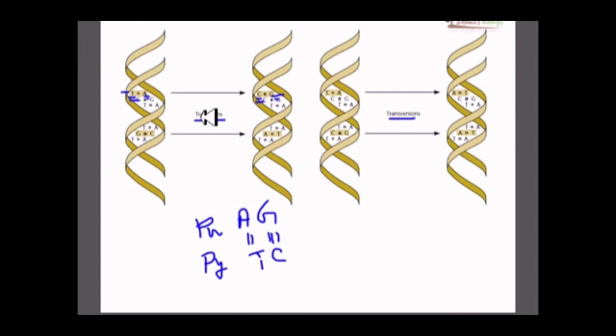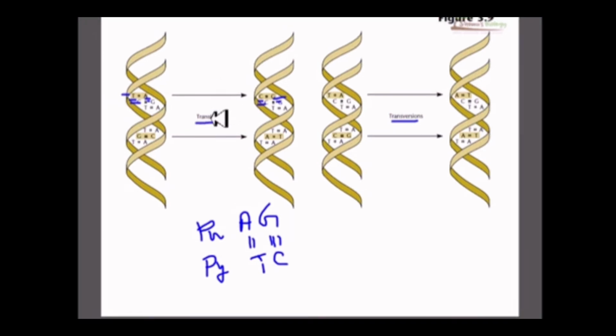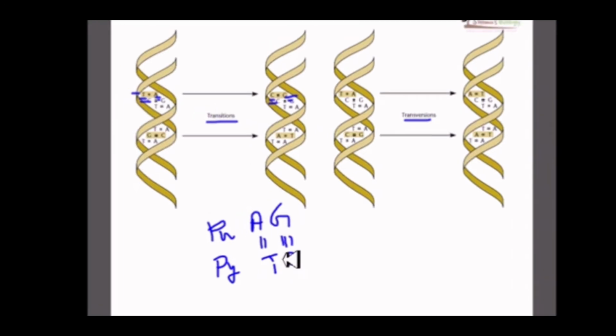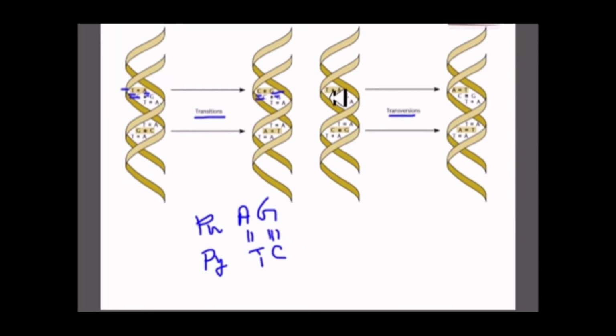On the other hand, a transversion mutation happens when a purine is replaced by a pyrimidine or a pyrimidine is replaced by a purine. In our example, T here, which is a pyrimidine, is replaced by A, which is a purine. And A, which is a purine, is replaced by T, which is a pyrimidine. Here, replacement is done with different types of nitrogenous bases. That is why it is called a transversion type of point mutation.